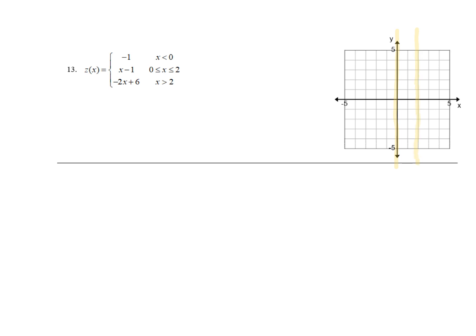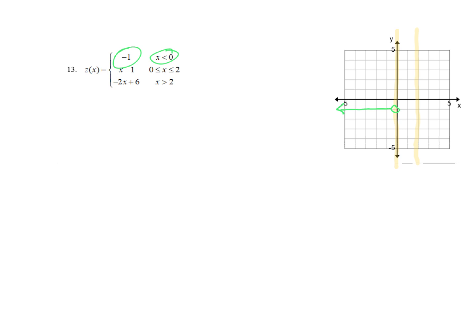The first section is defined to the left of 0, x is less than 0. That section is defined simply as -1. That makes it a horizontal line at -1. This does not have an equal to. X is less than 0, no equal to, so we're going to put an open circle at -1, and we're going to draw a horizontal line on the left side. So that takes care of that.